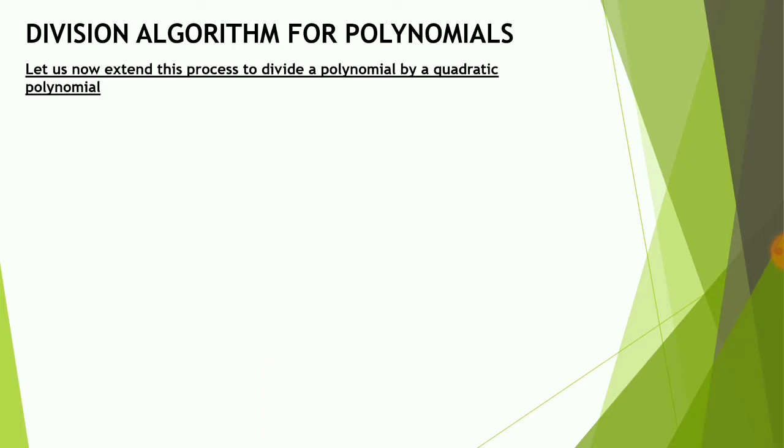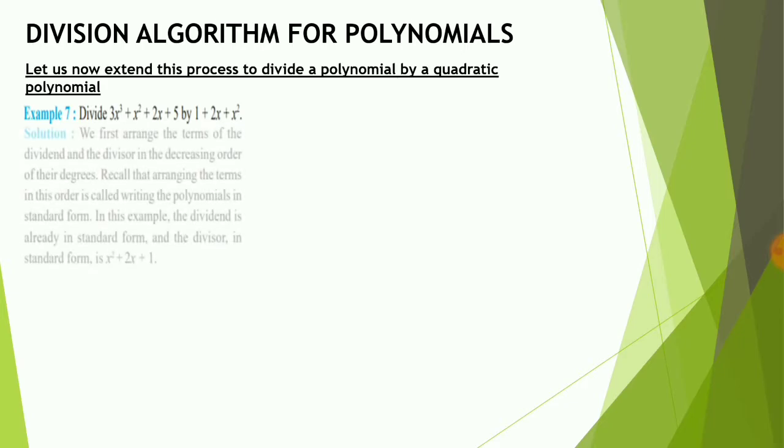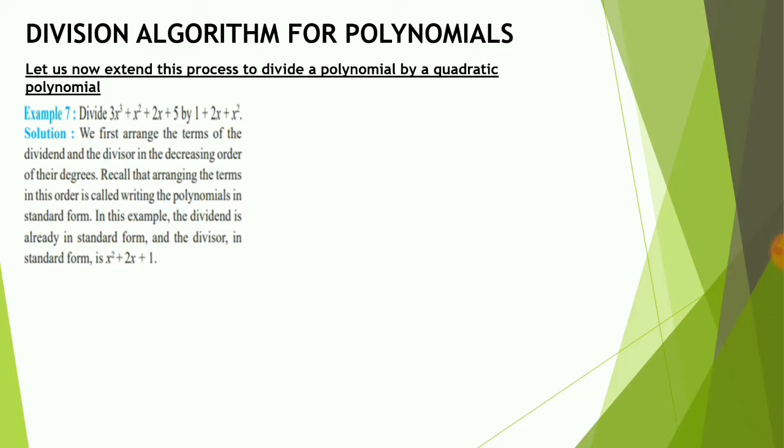Now let us extend this process to divide a polynomial by a quadratic polynomial. Again, the method becomes the same. I need to divide 3x cube plus x square plus 2x plus 5 by 1 plus 2x plus x square. Now, just try to recall, we first arrange the terms of the dividend and the divisor in the decreasing order of the degrees. Recall that arranging the terms in this order is called the writing of the polynomial in the standard form. I hope you all remember that.